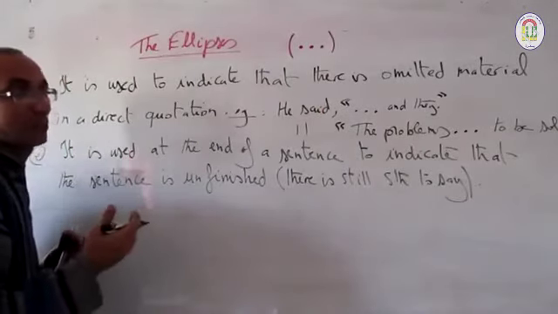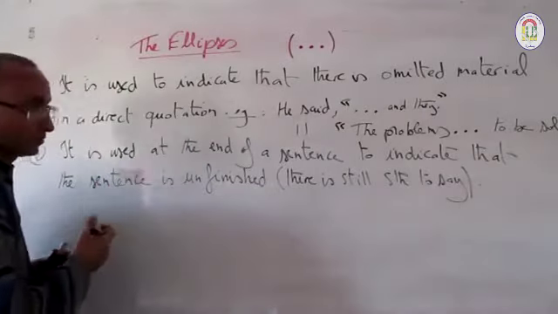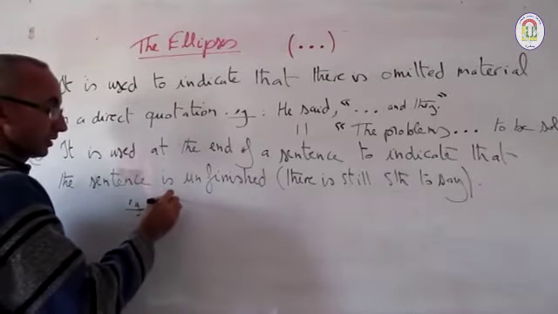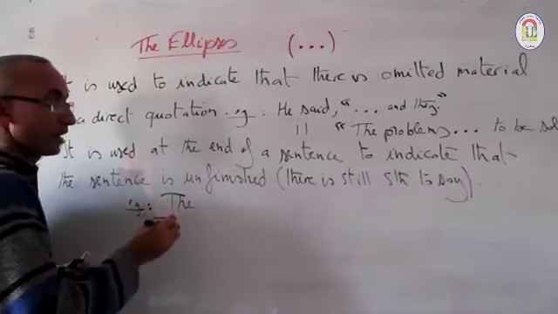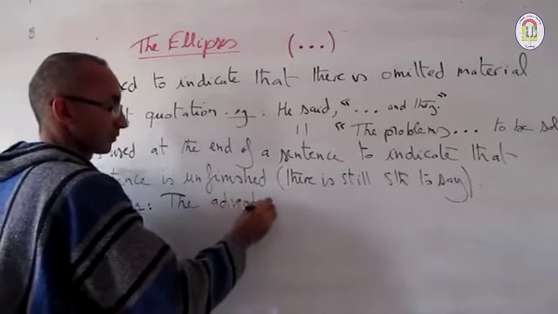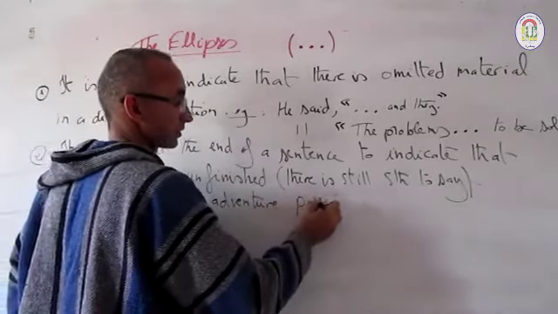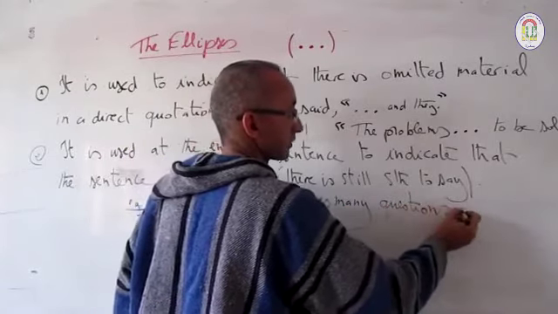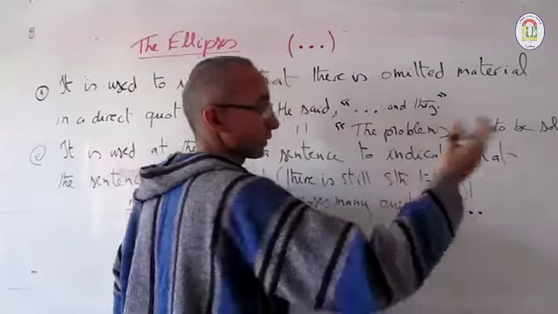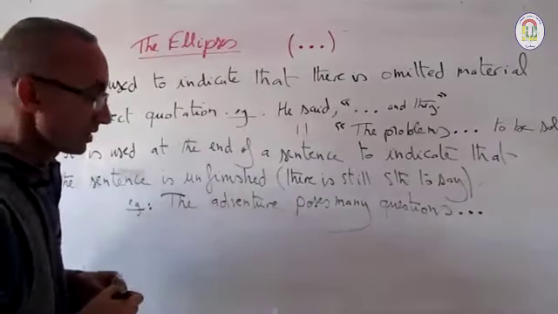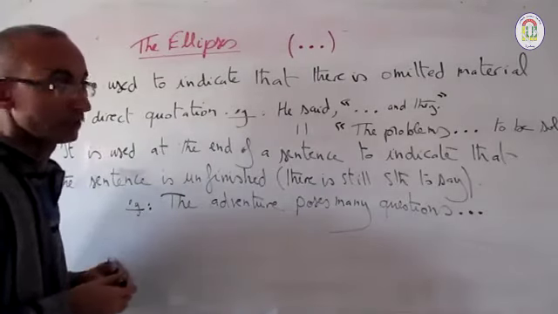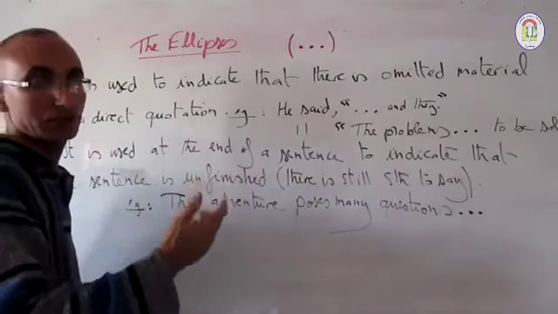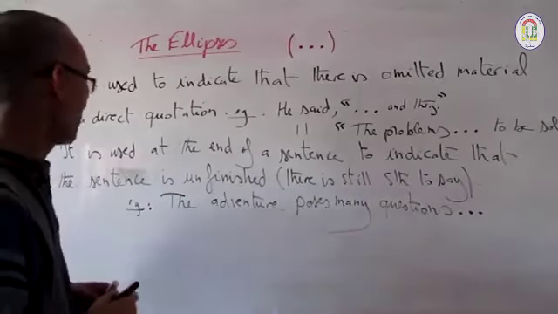When we want to leave something open, an open ending, for example in stories and so on, we write, for example: the adventure poses many... questions. It means here many questions. There's still something unsaid. The sentence is not fully complete, purposely and deliberately by the writer. Maybe this can be considered a rhetorical use of this mark.